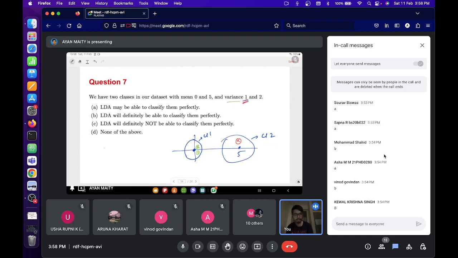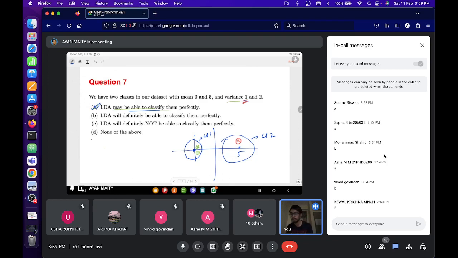So here the right answer should be that we may be able to classify them properly. If such outliers, those green and red points that I have drawn, are not present, then it is very much possible that we can have a linear function that will discriminate these two classes. And if such outliers or noise points are present, then we will not be able to classify. So "definitely be able to classify" will not be the right answer. A will be the right answer, that it may be able to classify them perfectly.